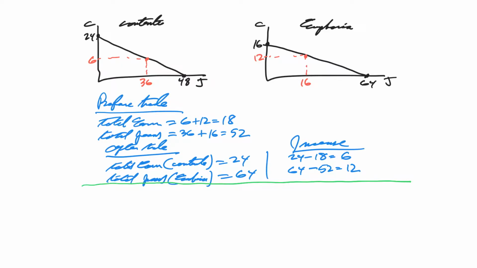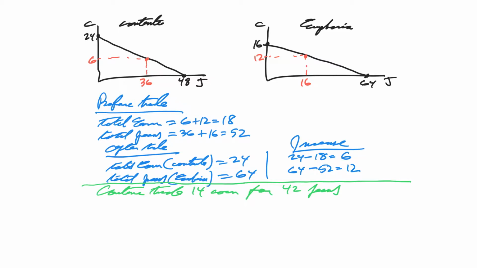Now let's talk about consumption. It tells us Contente is producing all the corn, but they're going to trade 14 corn away and in return receive 42 jeans. Again, Contente is producing all the corn, Euphoria is producing all the jeans, and this is what they have decided to do. Contente is giving up 14 corn in exchange for 42 jeans. That means Euphoria is giving up 42 jeans in exchange for 14 corn.